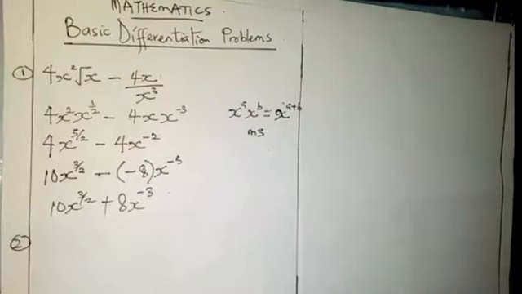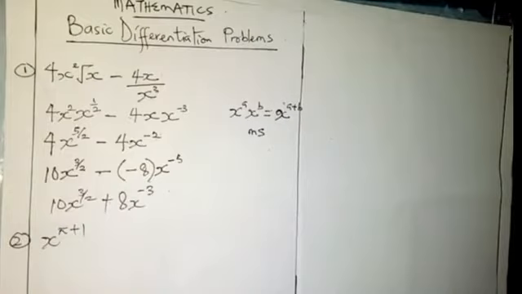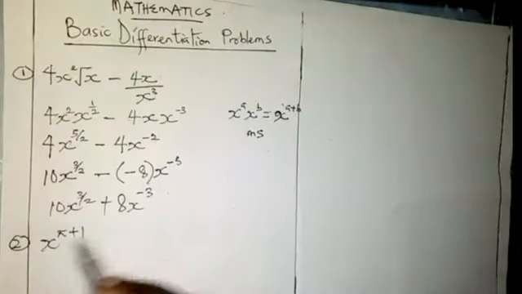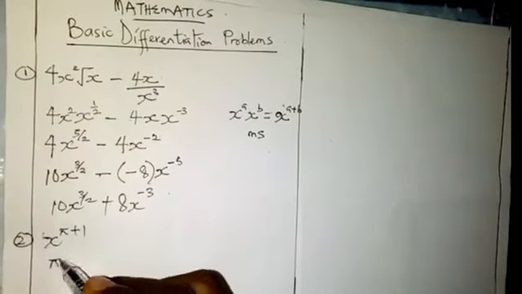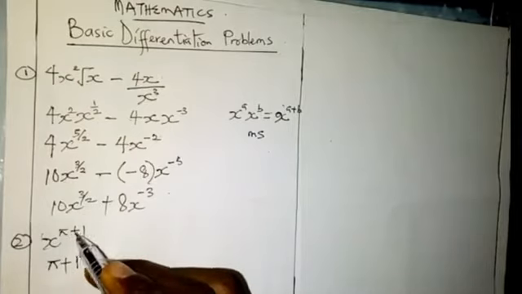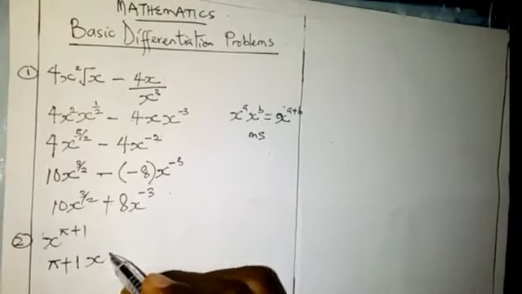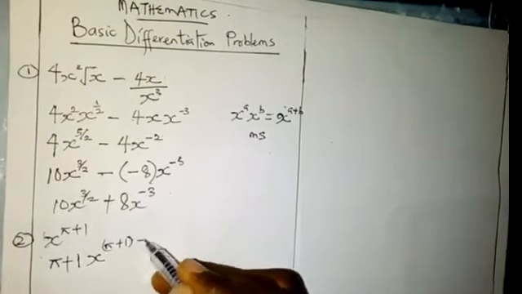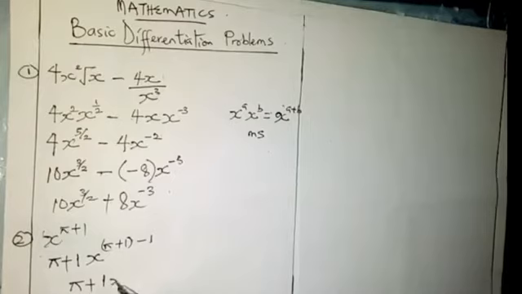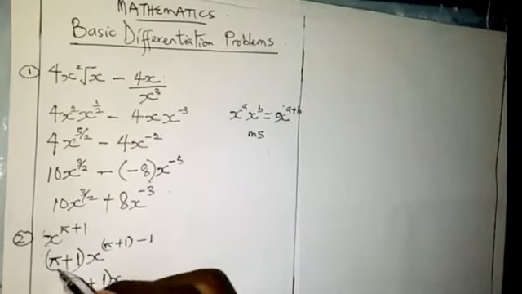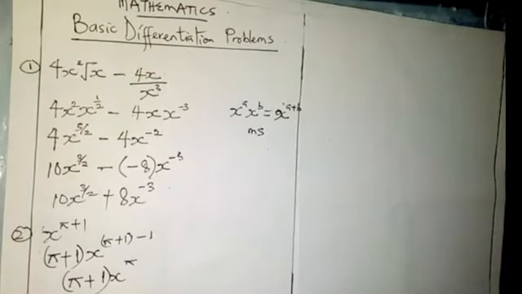Now the second question: x raised to the power pi plus 1. We want to find the derivative of x raised to the power pi plus 1. We can see that the coefficient of this function is 1 and the power is pi plus 1, so you multiply before you subtract. Pi plus 1 times 1 gives me pi plus 1, then subtract 1 from pi plus 1 gives me pi as my power. So I have pi plus 1 times x raised to the power pi. So this is the derivative of the second question.